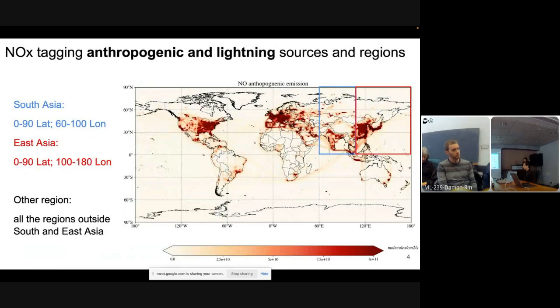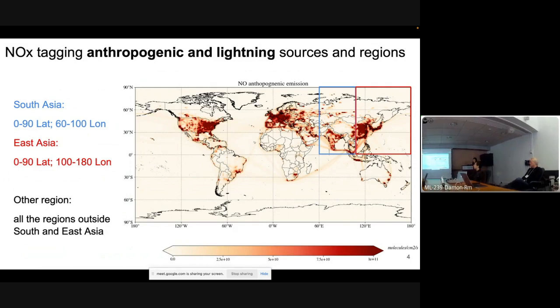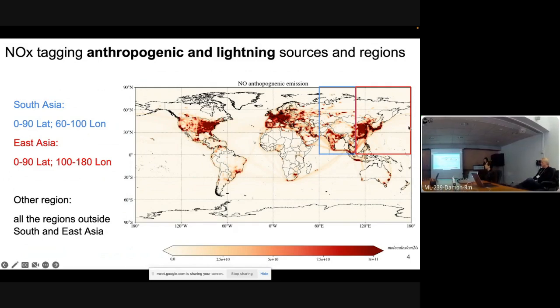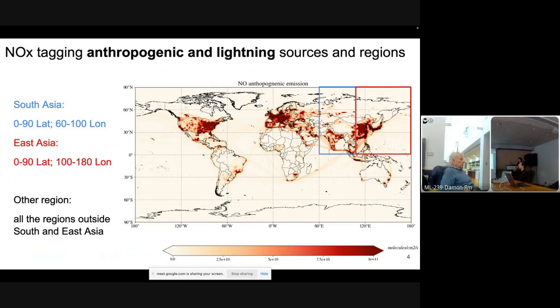Besides tagging different sources, I'm also very interested in the source regions. So I will be tagging the South Asia and East Asia regions, shown in the blue and red boxes here. The region outside of the two boxes is denoted as other regions. By doing this, we can not only know the relative contribution from the sources, but also where the sources come from.